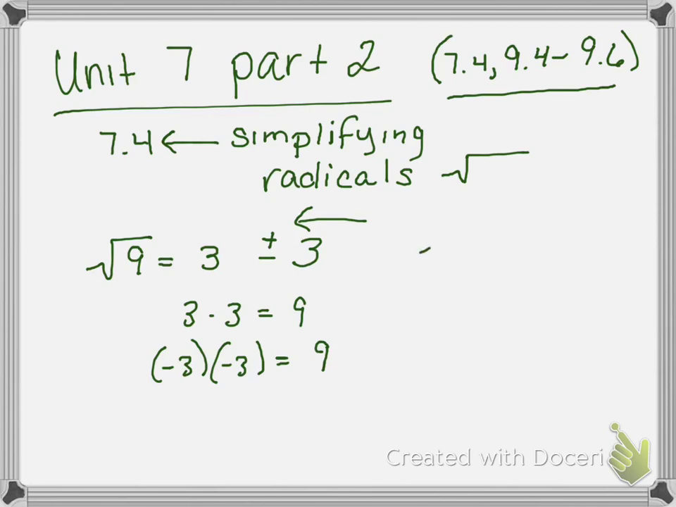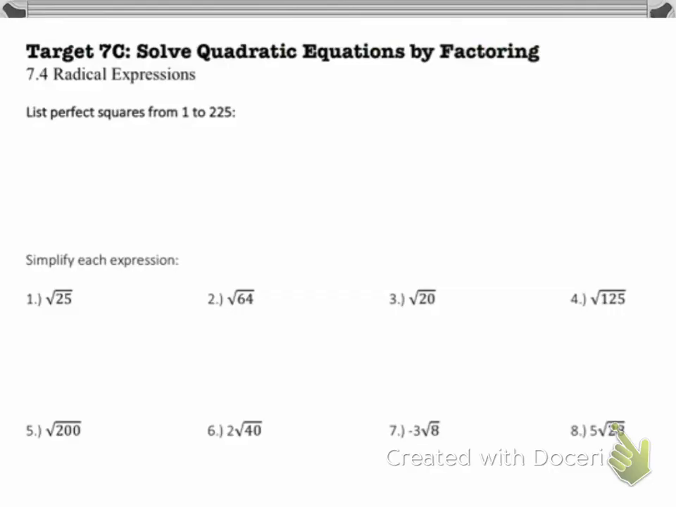Now, what is simplifying radicals? Well, when I don't have a perfect square, such as the square root of 10, that's going to be a decimal, and I'm just approximating, maybe about 3.1 or 3.0. By rounding the decimal, we lose accuracy. So what we want to do is simplify the radical itself. So let's get into our notes.